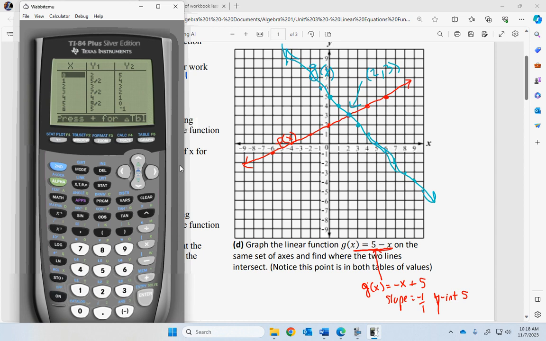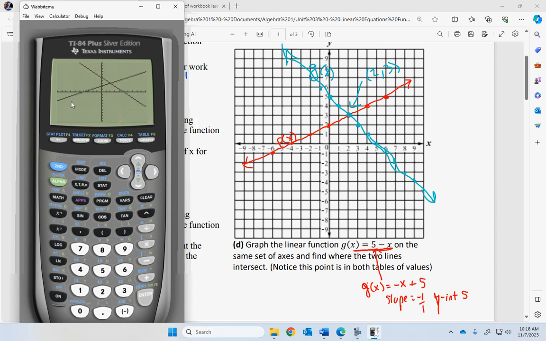If you felt like looking at the graph on the screen, I want you to always get used to going to this, excuse me, this zoom button. Hit zoom. And then since this is a function, we like to graph in standard mode. So move down to 6. And that's f of x. That one's g of x. And I could see where they intersect.